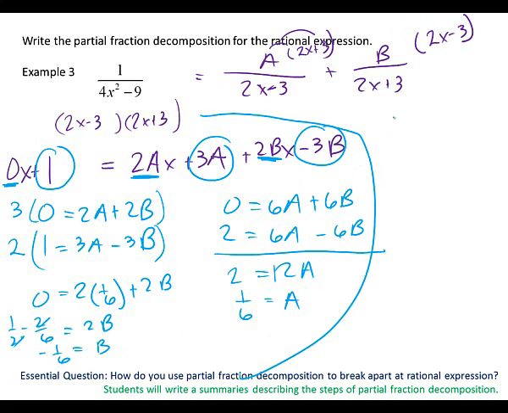So when you rewrote this, it looked weird, didn't it? So I'll show you how to fix it up. So you got 1/6 over 2x minus 3 plus negative 1/6 over 2x plus 3. That looks awful though, doesn't it? Couldn't I factor out a 1/6?